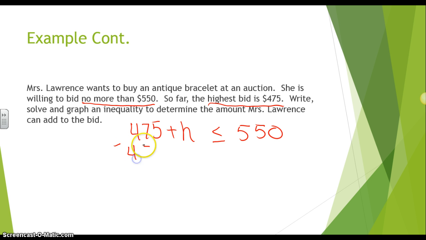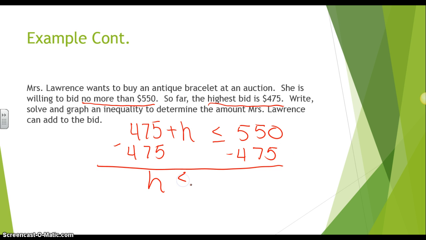So let's solve this. Let's subtract 475 from the left, subtract 475 from the right. So I have h is less than or equal to 550 minus 475, which is going to give me 75. That's what I've solved for. So now let's graph it. I have my number line: 73, 74, 75, 76. h is less than or equal to 75, so I have a closed circle at 75. I'm shading to the left.